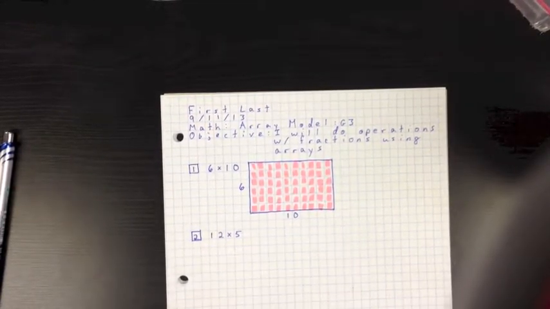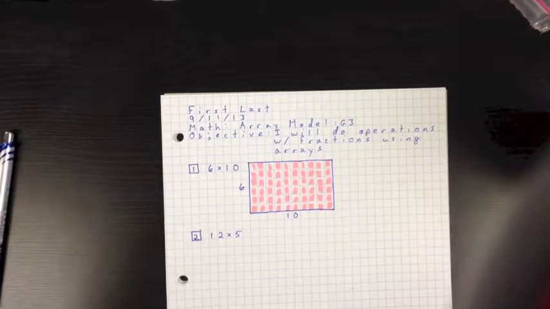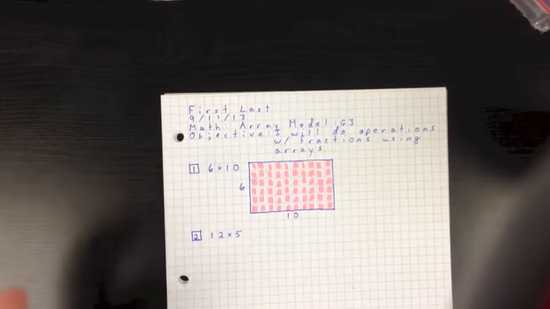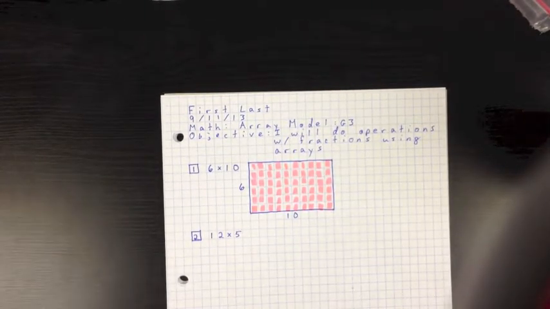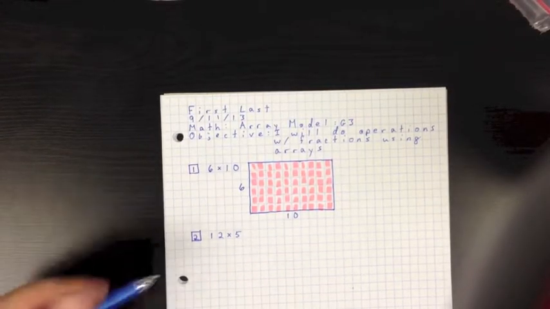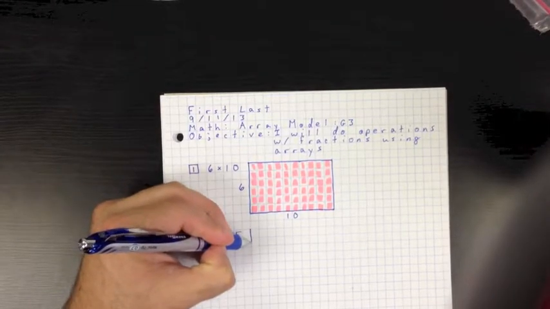Yeah, the commutative property means that you can move those multiplication problems around. Commutative property of multiplication says you're going to get the same answer. 12 times 5, 5 times 12, same thing. 6 times 10, 10 times 6, same thing. So just to save some room on my paper, I'm going to go 12 across and 5 down.